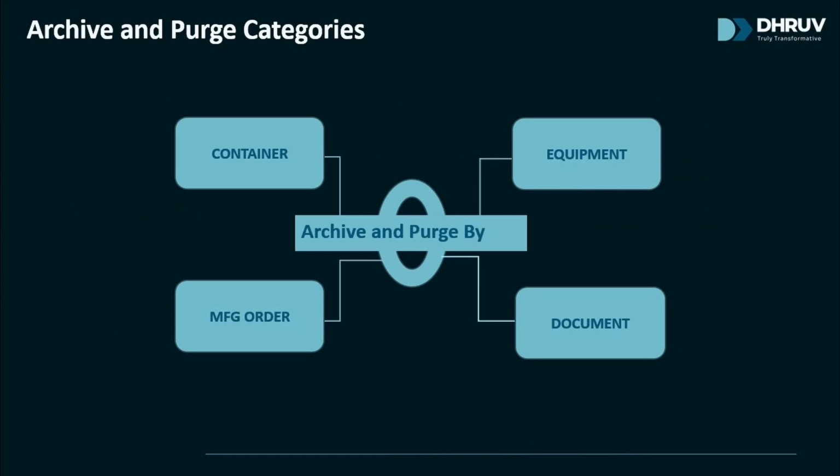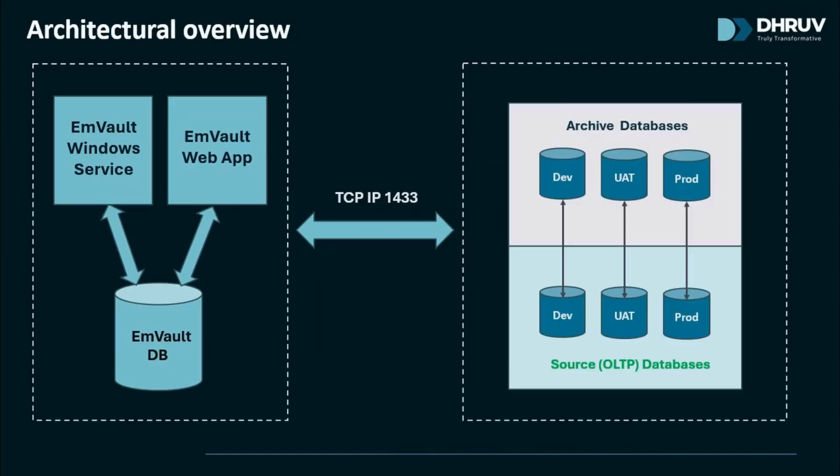EmVault provides out-of-the-box solutions for data management across multiple categories, giving you the flexibility to use them as is or customize them to fit your specific needs. With EmVault, you can easily manage your data by utilizing pre-configured categories for archiving and purging. These solutions are ready to use, or you can copy and customize them to meet your requirements. These categories include archive or purge by container, archive or purge by equipment, archive or purge by MFT order, archive or purge by document.